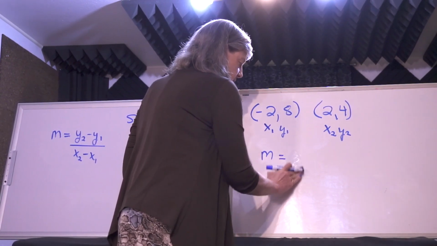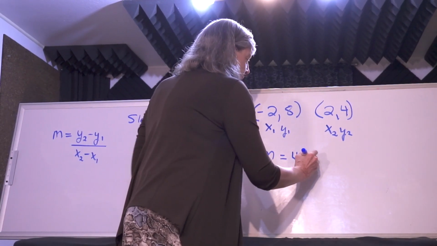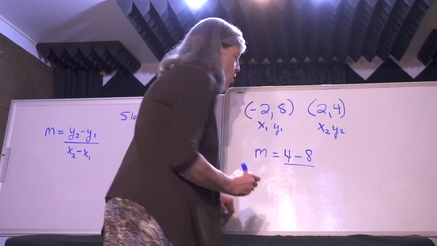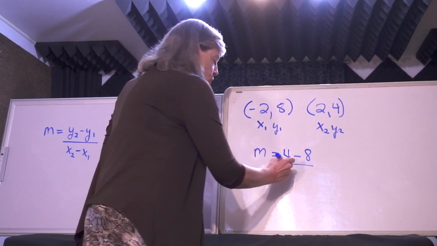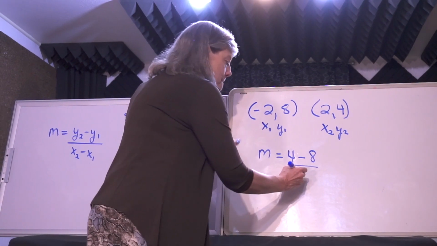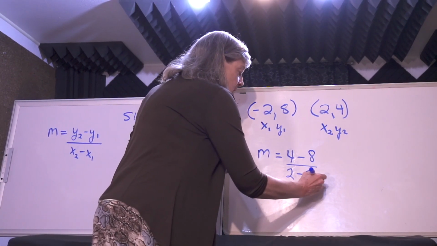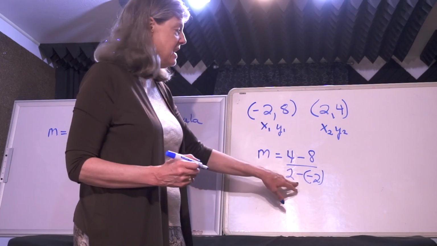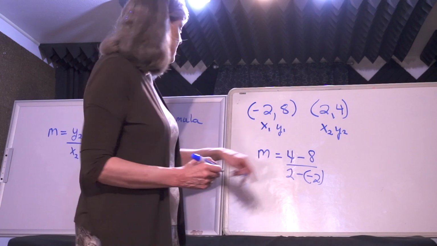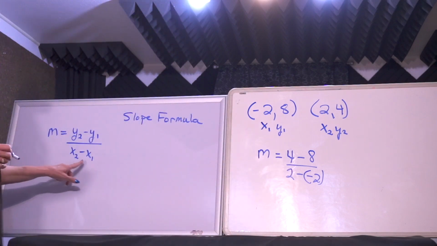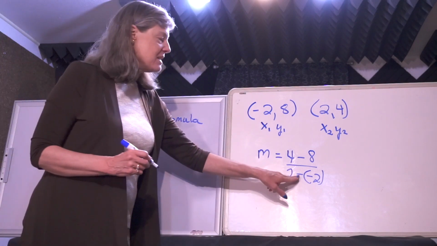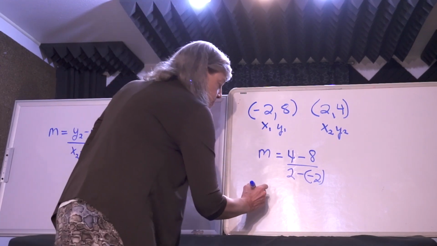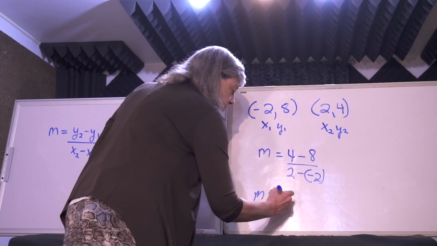So we've got slope equals y sub 2, which is 4, minus y sub 1, which is 8, over x sub 2, which is 2, minus x sub 1. Now notice, this is minus minus. Negative times a negative. Because in the formula, this is x sub 2 minus x sub 1, but this is minus a minus number. So now I'm just going to keep doing the calculations.